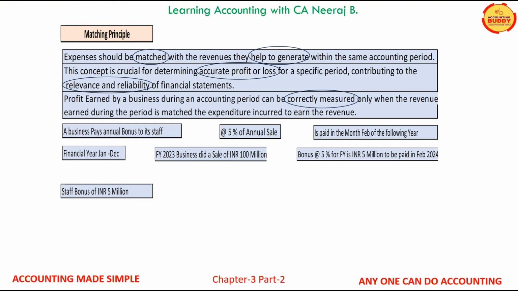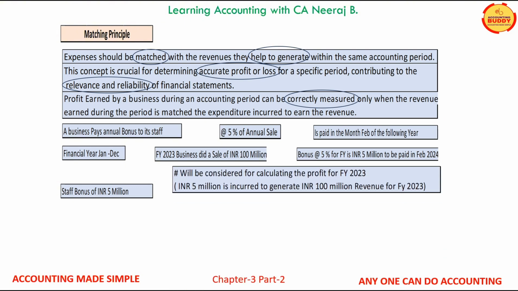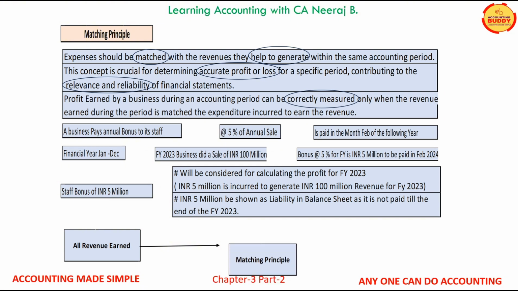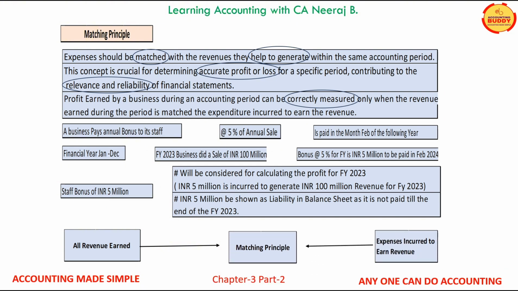Now this bonus of INR 5 million will be considered for calculating the profit for the financial year 23. Hope you know why. Yes, because INR 5 million bonus is also incurred to generate the revenue of INR 100 million. INR 5 million will be shown as liability in the balance sheet as it is not paid. Therefore, always remember all the revenue earned should always be matched with the expenses incurred to earn those revenues.